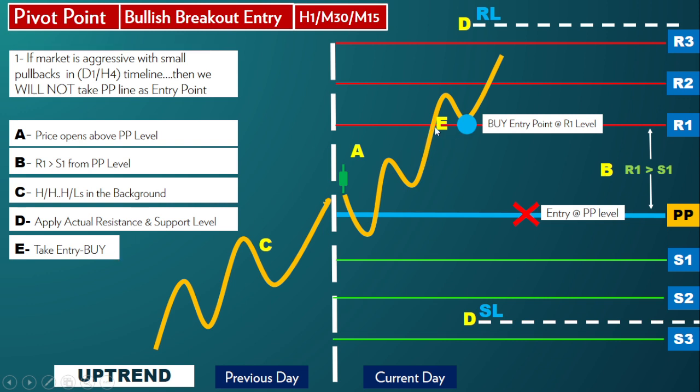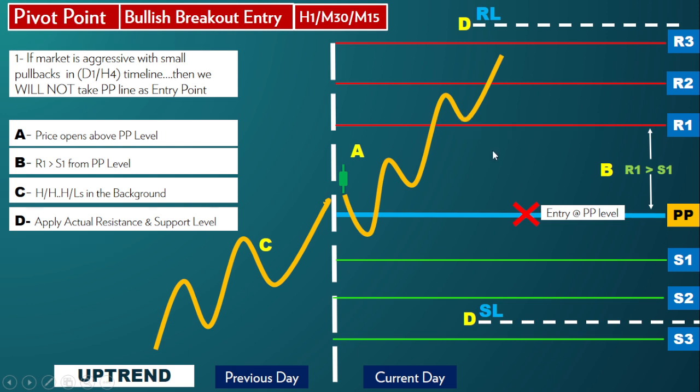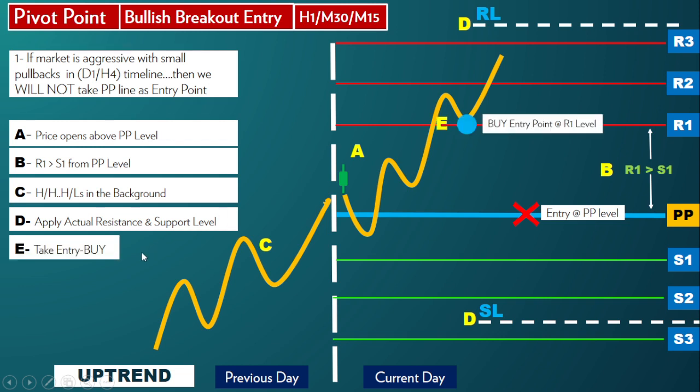So we take the trade over here, we take buy trade when the price actually breaks out this resistance level R1 level and then pulls back and tests that level again. This is where we take the buy entry at R1 level. So let's look at it again over here. We take buy entry, the price breaks this R1 level, then pulls back a little and then tests that level again. So this is where we will take the buy entry at R1 level.